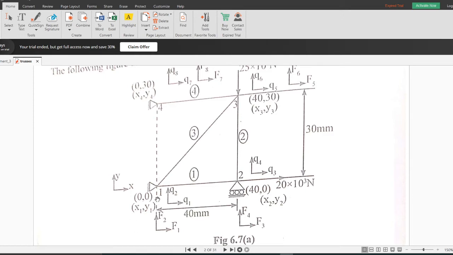Four. Element 3, where is element 3? Here. See that element 3 connectivity points are what? 3 and 1. Therefore, the initial node is 3. What is the final node? 1, sir. Keep this in mind. Similarly, element 4, what is the initial node? Three.